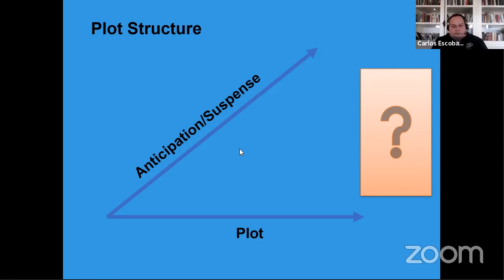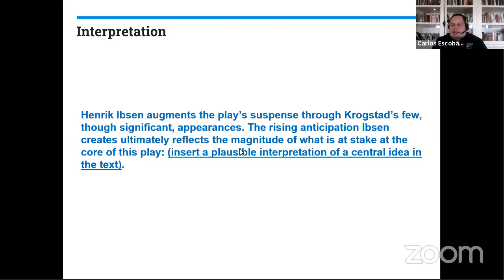Here's a possible interpretation, but as usual, we won't provide you with a full answer because that's your job. A possible interpretation for this structural component is Henrik Ibsen augments the play's suspense through Krogstad's few, though significant, appearances. The rising anticipation Ibsen creates ultimately reflects the magnitude of what is at stake at the core of this play. And then I put a colon, and we can talk about punctuation for a second. What usually follows a colon, right? And in this sense, it's going to be an examination of what's at the core of this play.